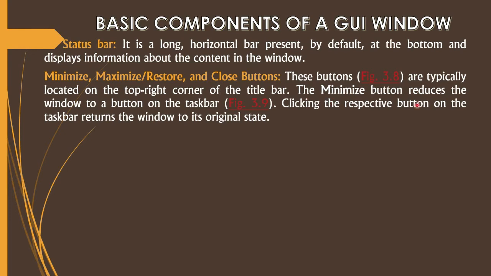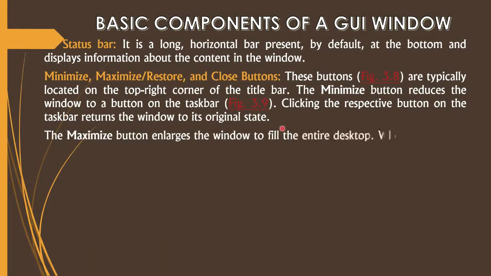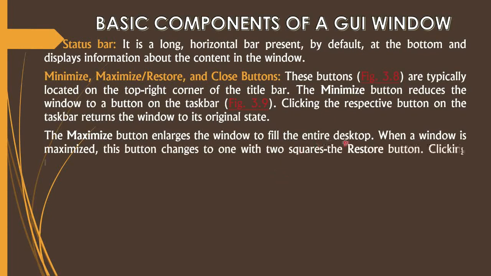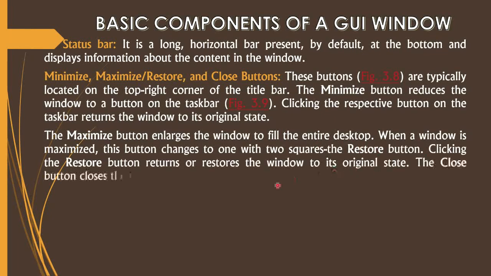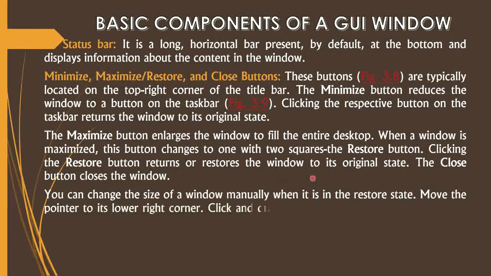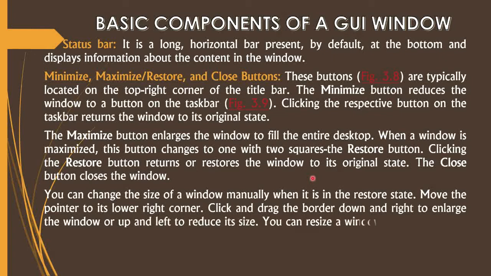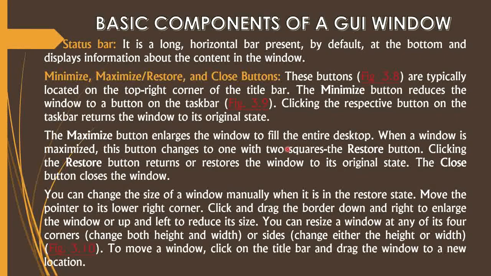The minimize button reduces the window, and I'll show you how it works. The maximize button enlarges the window to fill the entire desktop, and I'll show you how it works too. You can also change the size of the window, and you can check the window size. First of all, the minimize, maximize, restore, and close buttons I already showed in the previous slide.